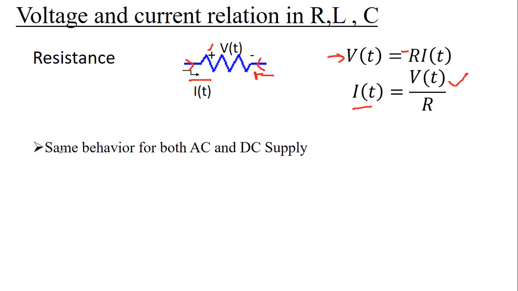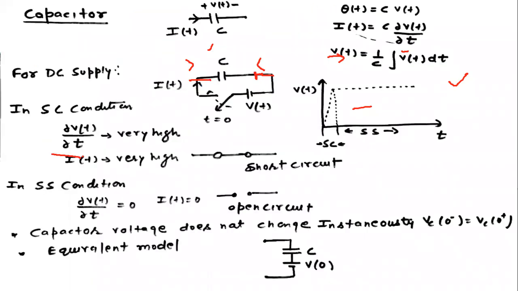So the behavior of resistance remains the same for DC as well as for AC. If we apply an AC voltage, the current is equal to the voltage divided by the resistance R, but the waveforms of voltage and current remain the same in shape, and phase wise, voltage and current are in the same phase.